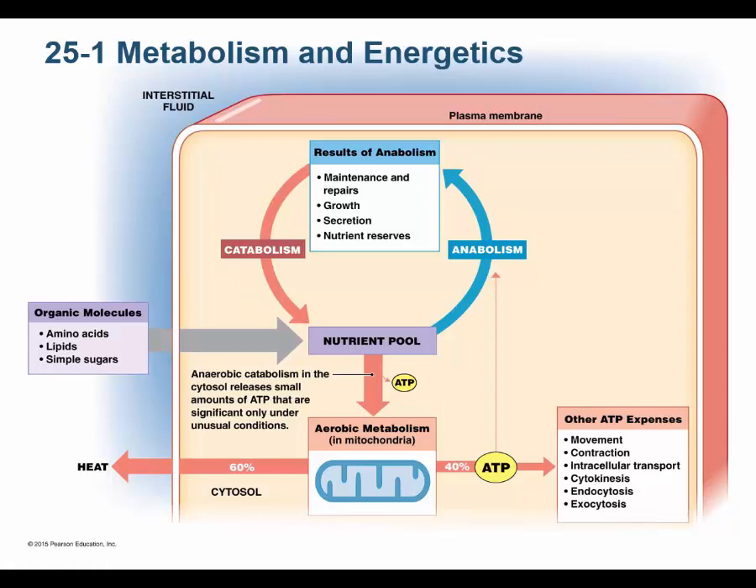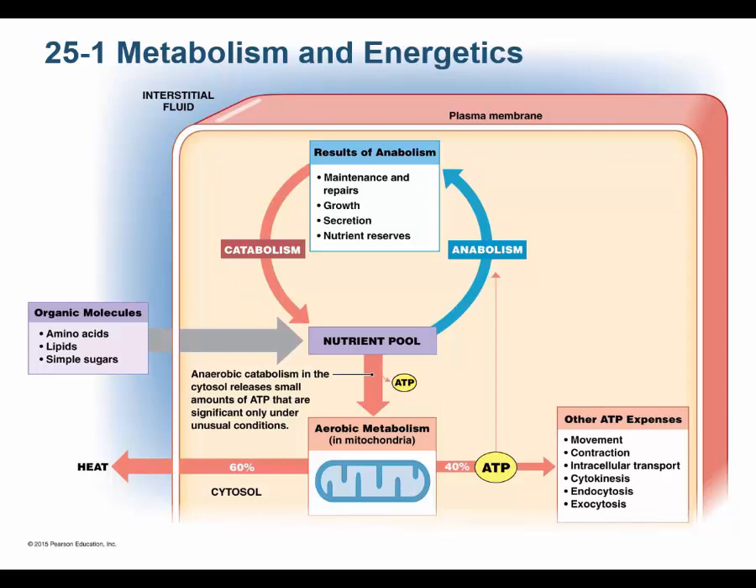This is metabolism and energetics. You just finished the digestive system, and we talked about all the hormonal and neuronal control of digesting food and absorbing it. So what do we do with these nutrients after they're in our body?